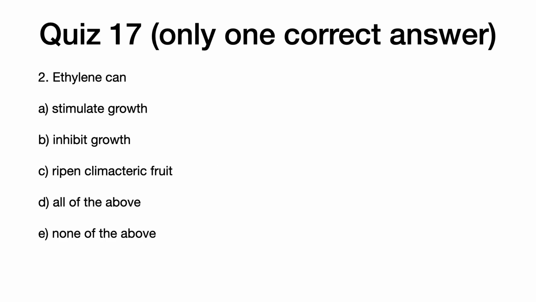2. Ethylene can A, stimulate growth, B, inhibit growth, C, ripen climacteric fruit, D, all of the above, E, none of the above.